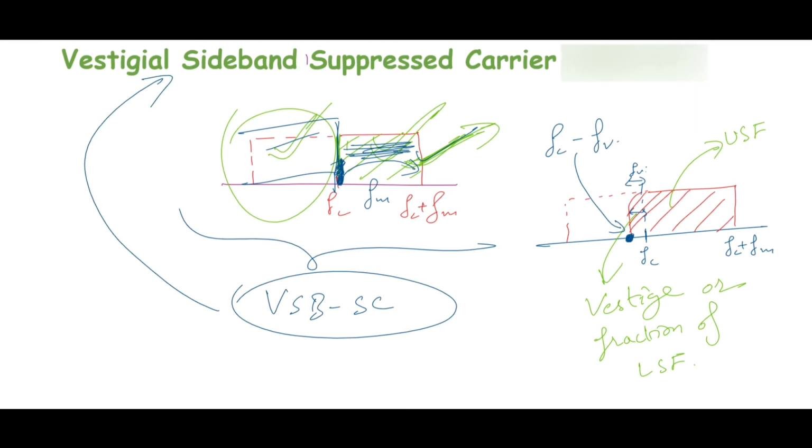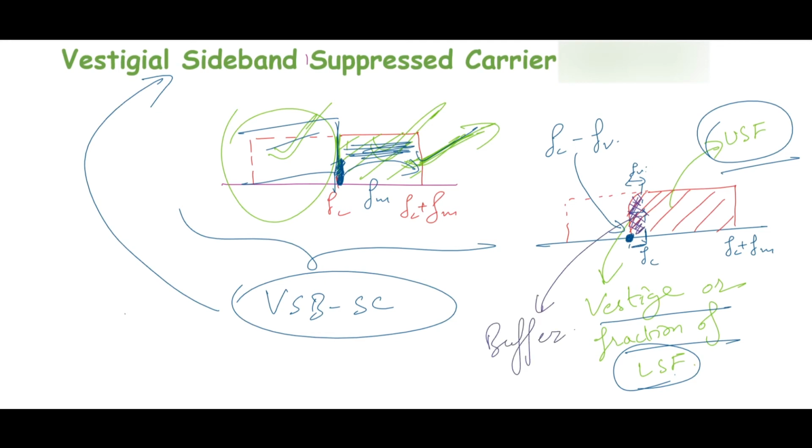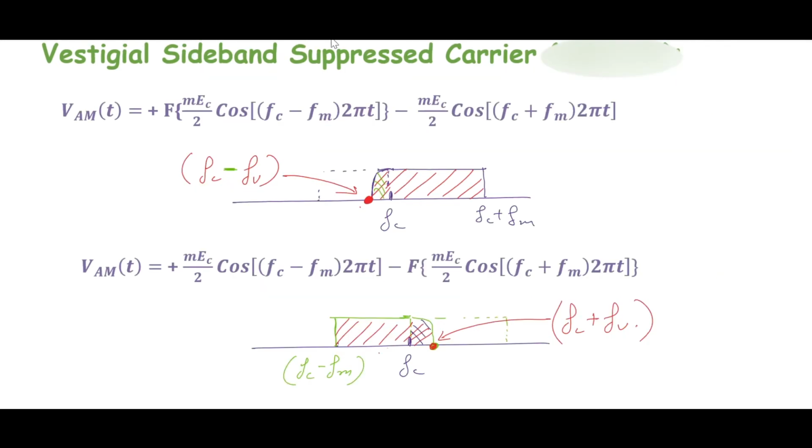In this scheme, we transmit a portion, or you can say the vestige or fraction, of the unwanted sideband along with the wanted sideband. This vestige of the unwanted sideband will act as a buffer between this unwanted region and this wanted region. Therefore, any losses caused due to filters or due to the filtering operation will be caused to this region only, and this information, meaning the wanted sideband, remains safe. So mathematically, the vestigial sideband equation becomes this and this.